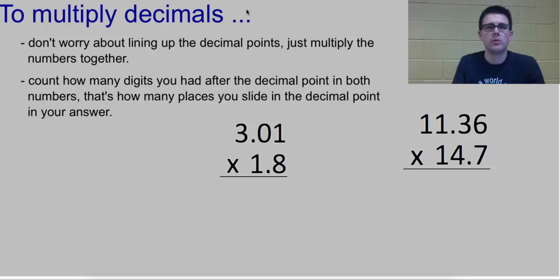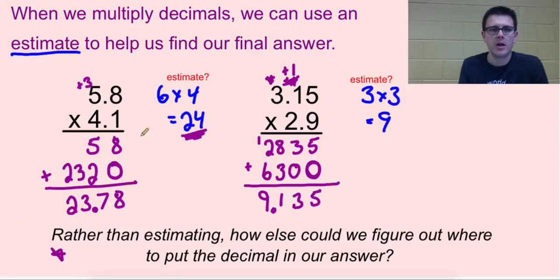So hopefully you thought about it a little bit, and hopefully what you noticed is you don't really have to worry about lining up the decimals, but what you want to do is count how many digits you had behind the decimal point in both numbers. That's how many places you slide it over. If I pop back here, you'll notice that I had 2 digits behind the decimal in my problem, so I went over 2 spots in my answer. Over here I had 1, 2, 3 decimal places in my problem, so I went over 1, 2, 3 decimal places in our answer. Notice that that method got us to the exact same answer that we expected from our estimate.